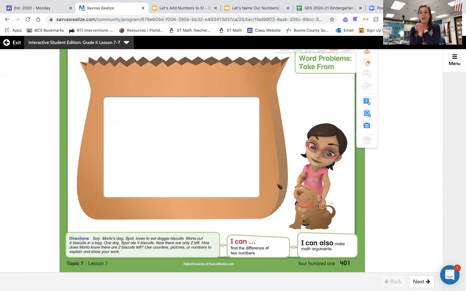And then he got in there and ate 4 of them. So what do we need to do first? Draw our whole group of 6 first. So let's use little ovals to represent the dog biscuit shape. So we'll draw 6 of them.